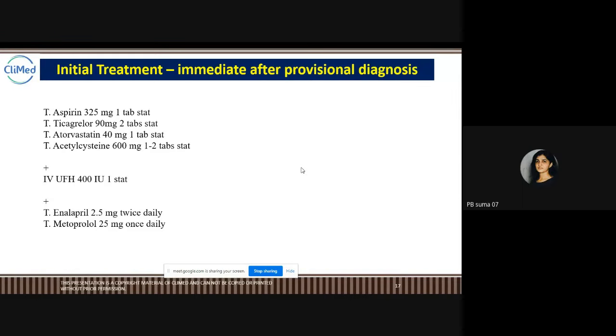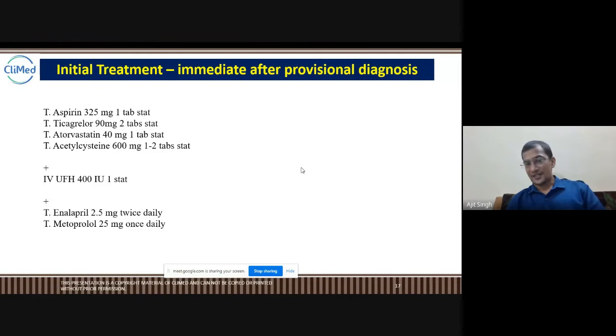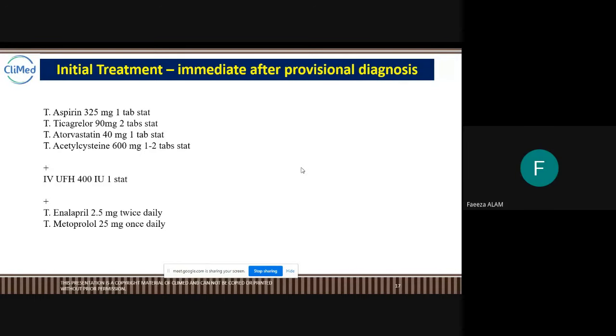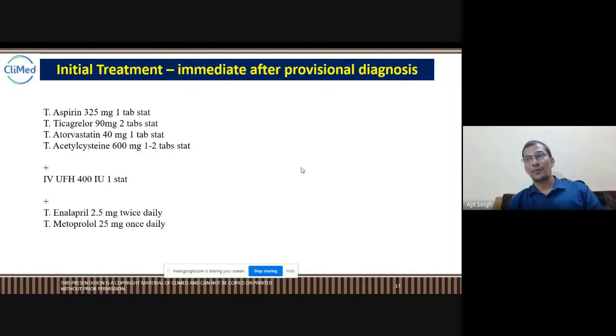It's a thrombolytic? Not exactly. This is not thrombolytic. This is prophylaxis. Enoxaparin is prophylaxis, and it will help in the procedure. We need it for the peri-procedure period. This is like peri-procedure prophylaxis.